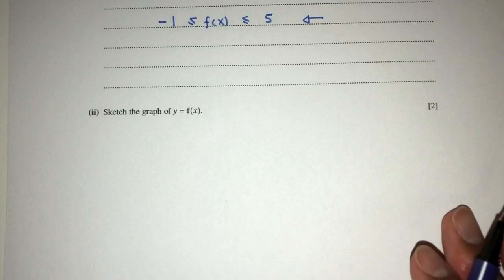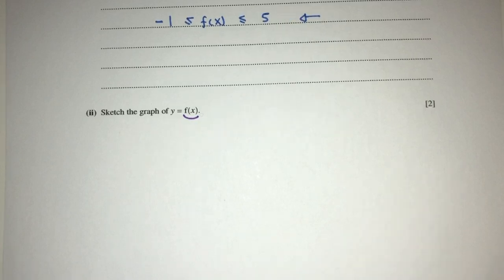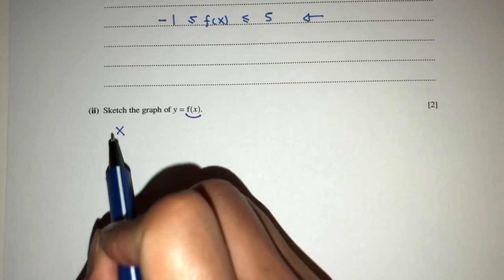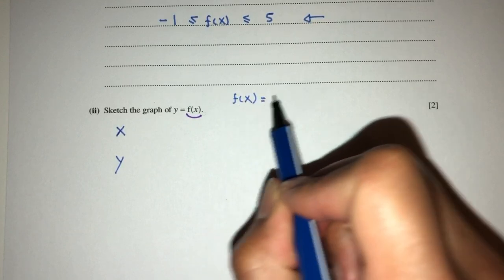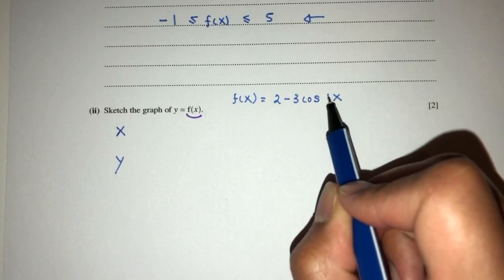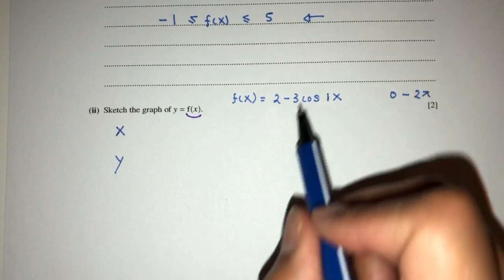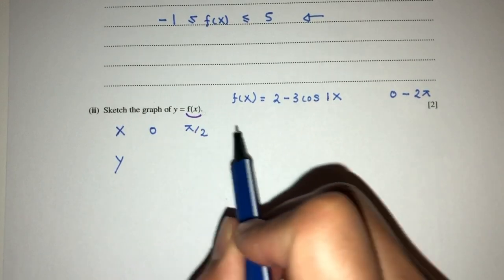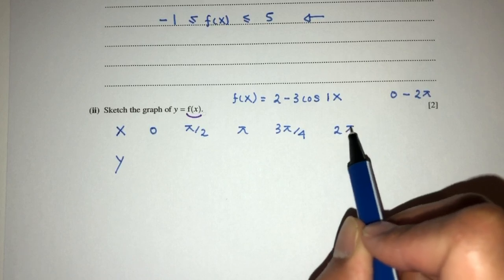Now for part 2, we have to sketch the graph. As always, we try to draw a table of values and then the graph. One by one, we have x here, and here we have the value of y. We know f of x is given by 2 minus 3 cos x. In front of x is 1, so it is between the values of 0 to 2 pi. Because this is 1, we can begin with a value of 0 and then pi by 2, pi, 3 pi by 4, and then we have 2 pi.